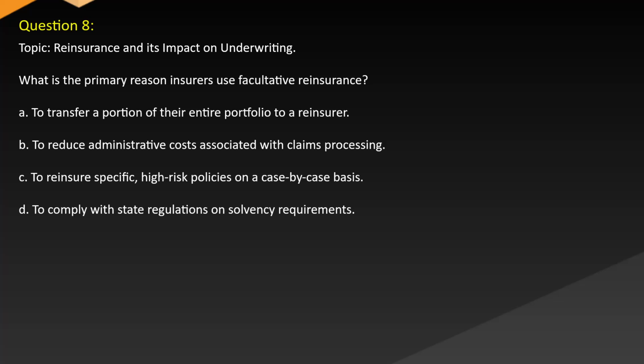Topic: Reinsurance and its impact on underwriting. What is the primary reason insurers use facultative reinsurance? A. To transfer a portion of their entire portfolio to a reinsurer. B. To reduce administrative costs associated with claims processing. C. To reinsure specific high-risk policies on a case-by-case basis. D. To comply with state regulations on solvency requirements.